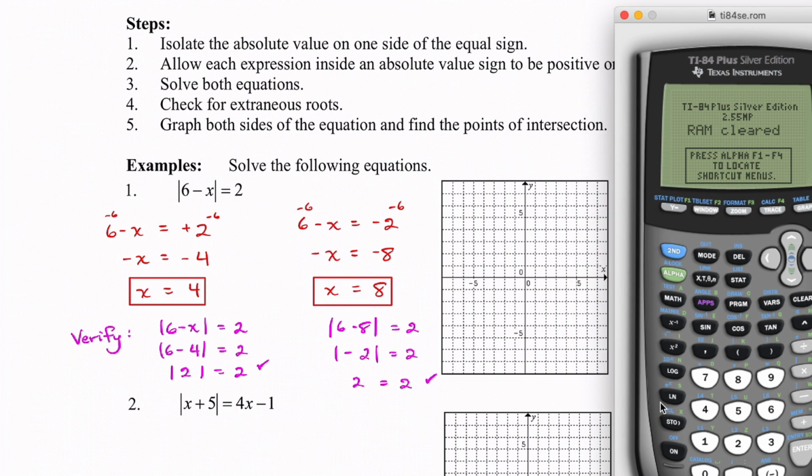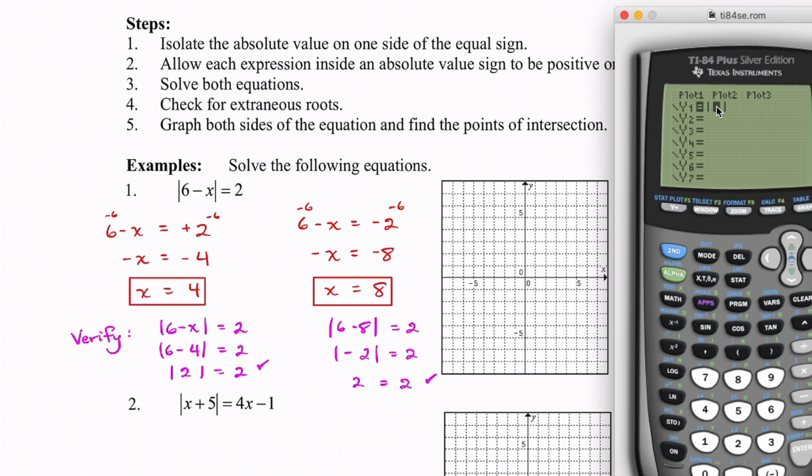So what you can do is go to y equals. So we'll click y equals, and then we're going to enter in both of these sides. So I'm going to have the absolute value of 6 minus x in y1, and then for y2 I can just put in a 2. So to get this absolute value sign, you got to click math, and then it's in the number menu. So you'll click over, and then it's the first one here for me. Yours might be in a different order.